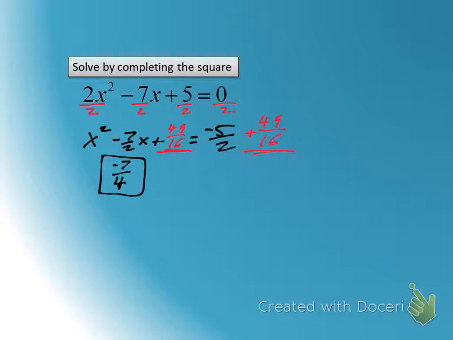It's just, whoops, wrong color. (x minus 7/4) squared equals. Okay, kids, let's talk fractions. Negative 5 plus 49/16. What do we need? Common denominator, which is 16. So we need to multiply the first fraction by 8, which makes negative 40. Which is 9 over 16.